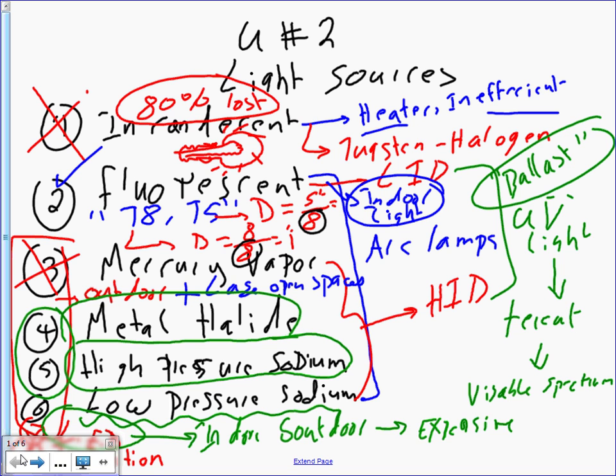It shows the disadvantage of high intensity discharge. Anybody know what the disadvantage of high intensity discharge is? They need time to warm up. They need at least 5 minutes to come up to full speed. And when you turn them off and turn them on again, they need 15 minutes to come up. They have to cool, yeah. They have to cool down to an acceptable level.